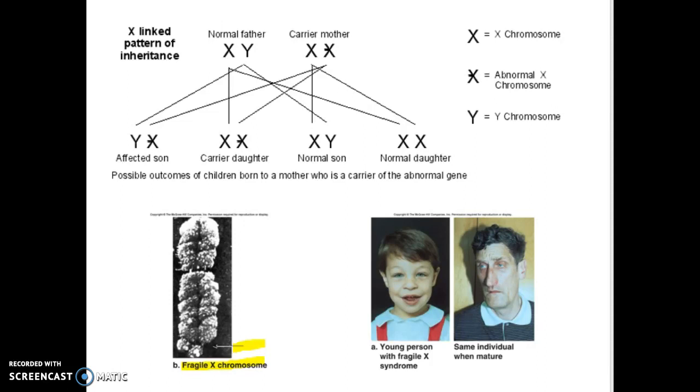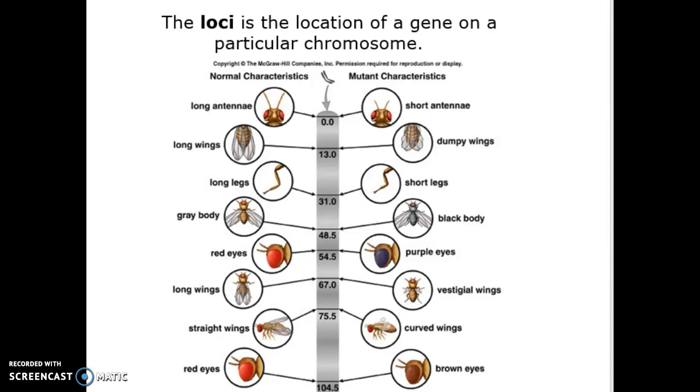So, okay, the other thing to mention, and this is a really exciting aspect of science and genetics and biotechnology. We are learning where genes are located on chromosomes. It's called the loci, the physical location of a gene on a given chromosome. So the examples here are from fruit flies. Normal long antennas located at position 0. If a fruit fly is born with short antennas, we know exactly where the mutation has occurred, position 0. If the legs are short, which is a mutation, that change in the DNA has occurred at position 31.